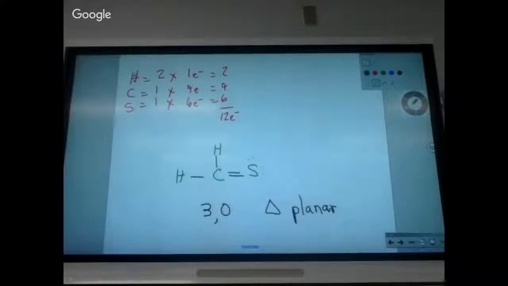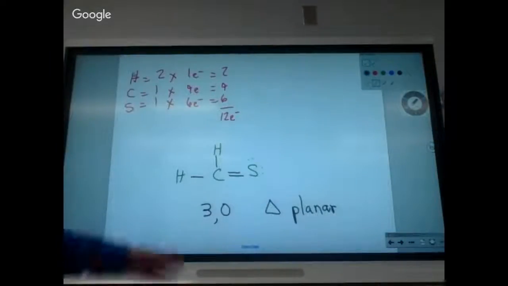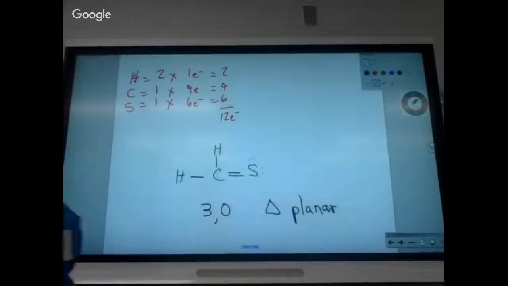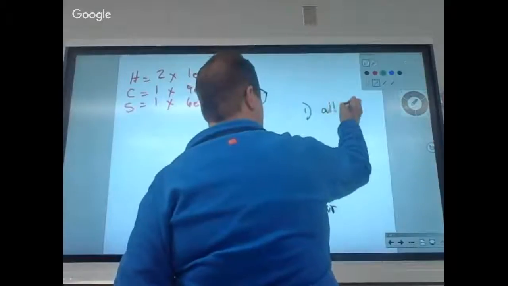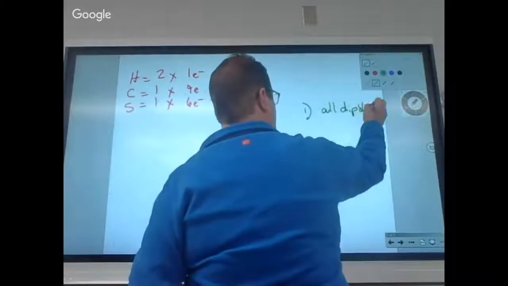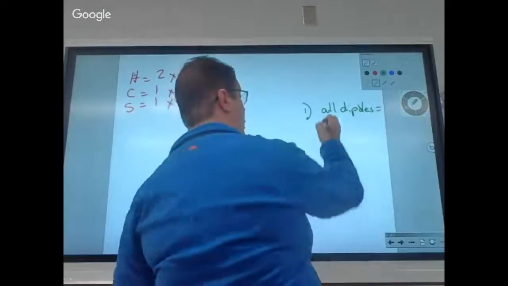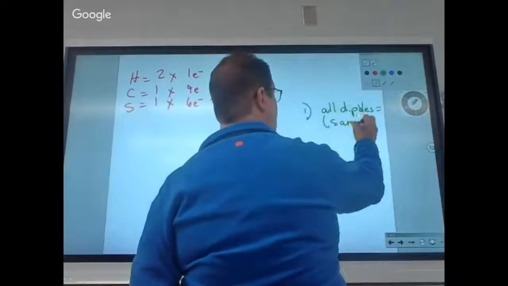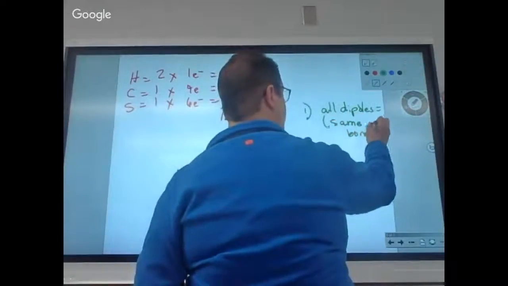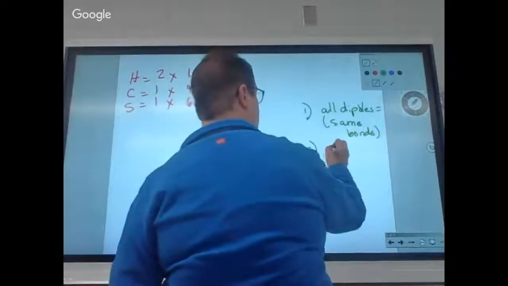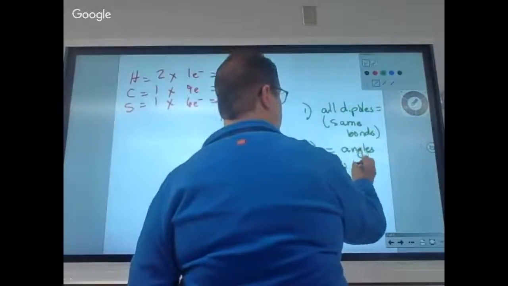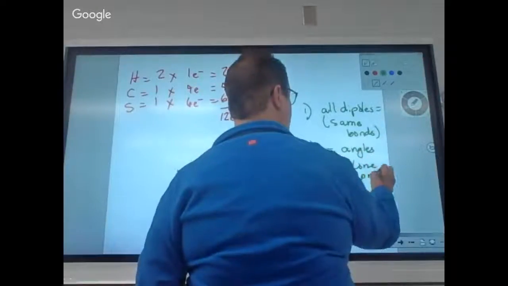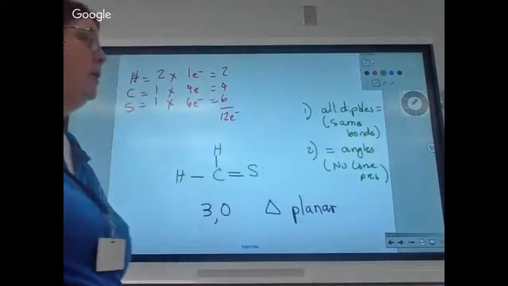Okay? Questions. Now, you had to tell if all 3 are more polar or nonpolar. So when you look at this, what were the 2 rules? Okay, all the dipoles were equal, which meant the same bonds. And number 2, equal angles, which meant no lone pairs. And the lone pairs were on the central atom.